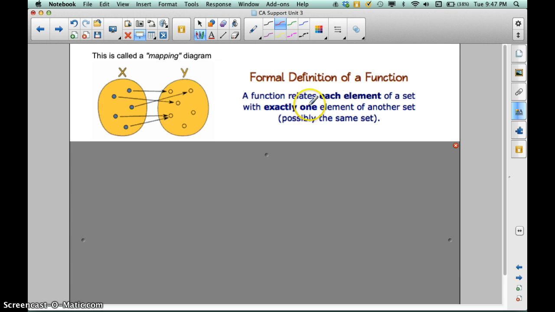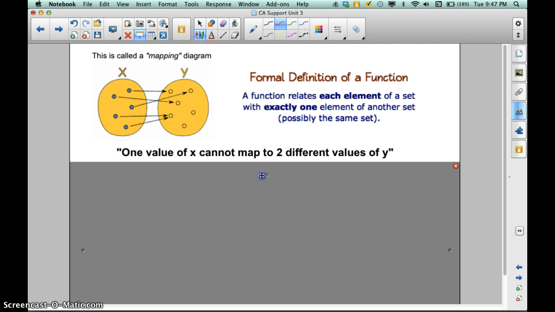It's important for you to think carefully about what this means. Each element goes to exactly one element in the other set. This points to one element, not two. This one points to one element over here, not two. So you can have arrows pointing to the same thing in this bubble, but not the other way around. Let's take a look and see if we can make that more clear.